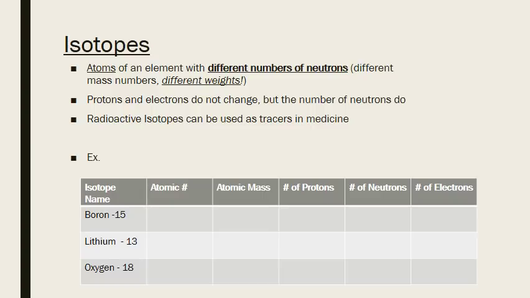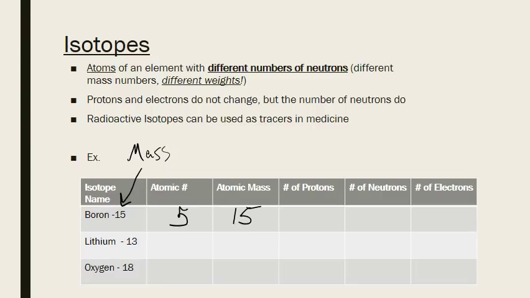So, if we go ahead and look at boron on the periodic table, boron has an atomic number of 5. Now the atomic mass of boron is normally 11, but as you can see here, when it gives it to you like this, this is always corresponding to the atomic mass. So our atomic mass here is 15.